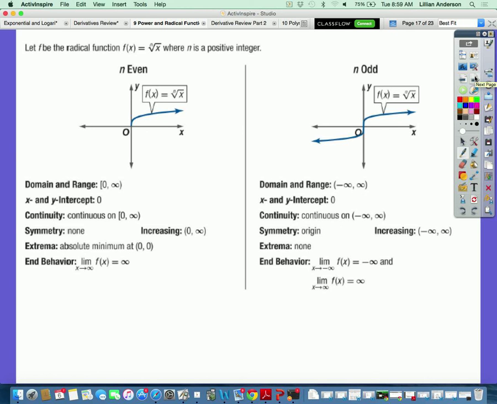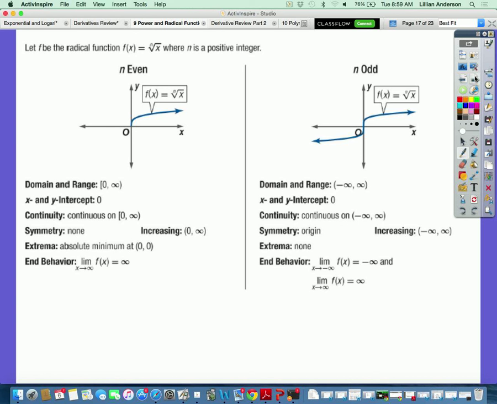Again, if n is even, we know our domain and our range is going to be from 0 to infinity. We'll have an x and y intercept at 0, 0. It's continuous on that interval from 0 to infinity. No symmetry, because it's only half. It's increasing the entire time. You do have an absolute minimum, though, at 0, 0. With endpoints, you can only have absolute maxes or mins. Okay? You can never have relative maxes or mins at an endpoint. So in this case, since 0, 0 is the lowest value for this function, we have an absolute minimum at 0, 0, and only right-end behavior.